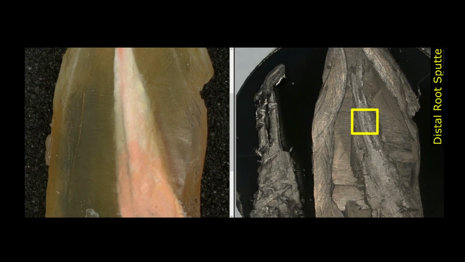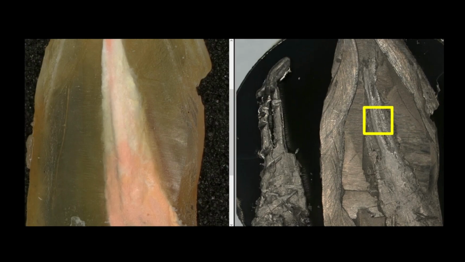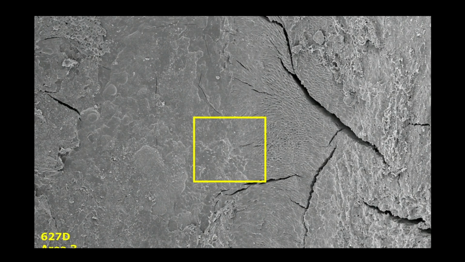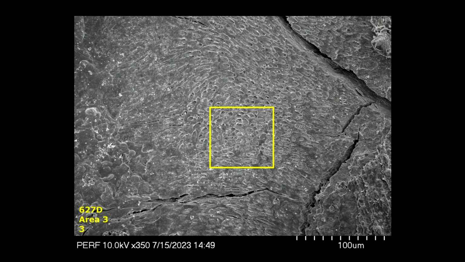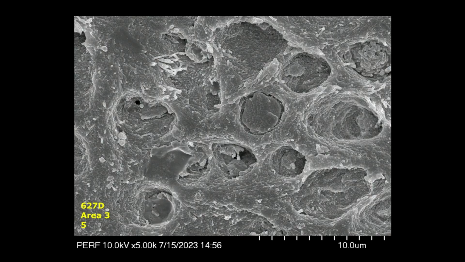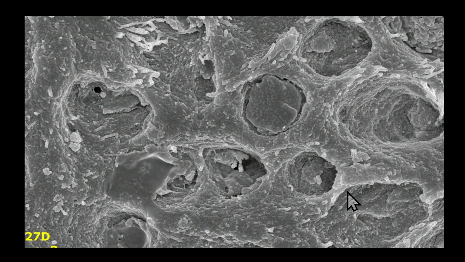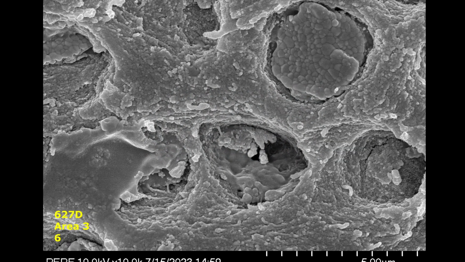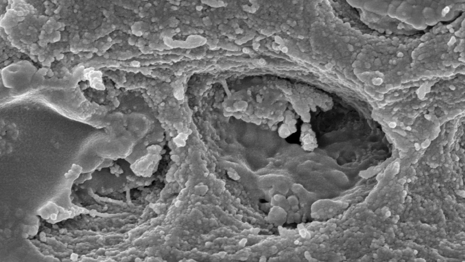In the distal root at mid-root area 3, again, we see almost no predentin and minimal demineralization at the mineralization front. And most of the dentinal tubules are occluded with the non-collagenous proteins, which have not been demineralized. Here you can see how those non-collagenous proteins masquerade as biofilm morphotypes.